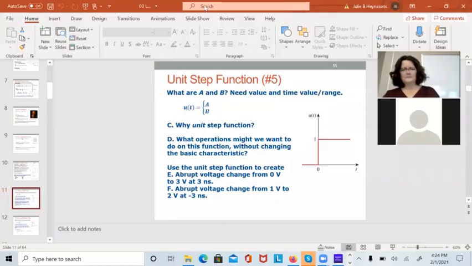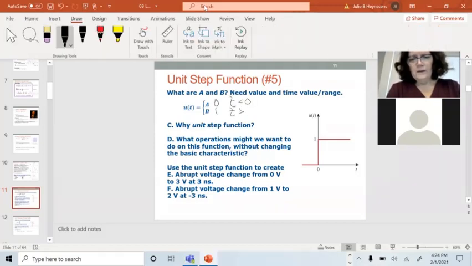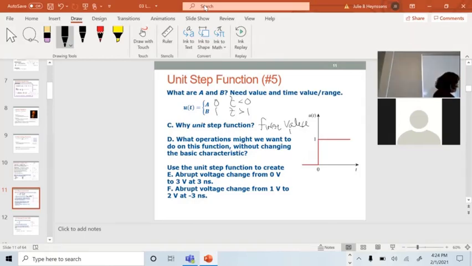Okay, so the unit step function has two conditions. It is 0 if t is less than 0, and it's 1 if t is greater than 0, and it is changing if t equals 0. We call it a unit step because the final value is 1.